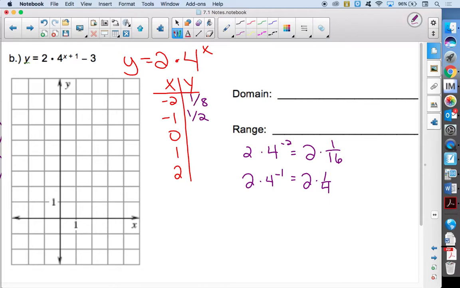What did you get when you plugged in a 0? 2. Plug in a 1. 8. And then a 2. 32. Nice.